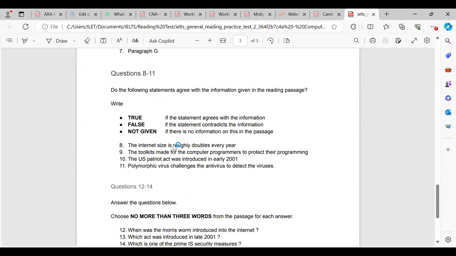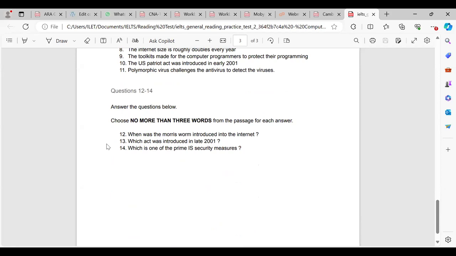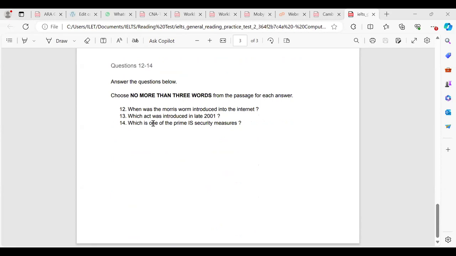And then 8 to 11, do the following statements agree with the information given in the reading passage? Right, true, false, not given against each. And then 12 to 14. Choose no more than 3 words from the passage for each. When was the Morris worm introduced into the internet? Which act was introduced late in 2001, which is one of the prime information security measures?